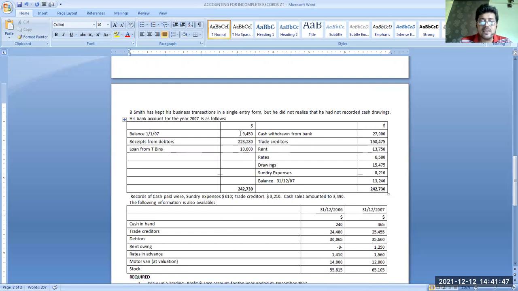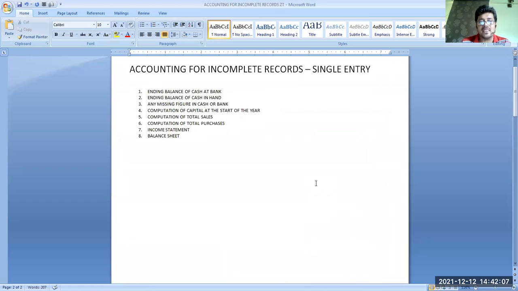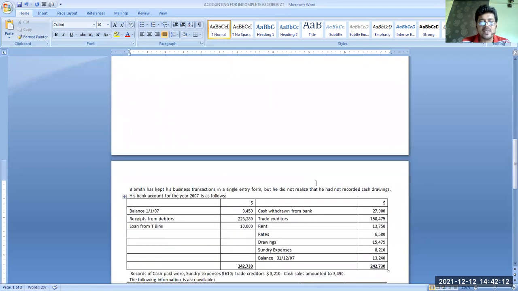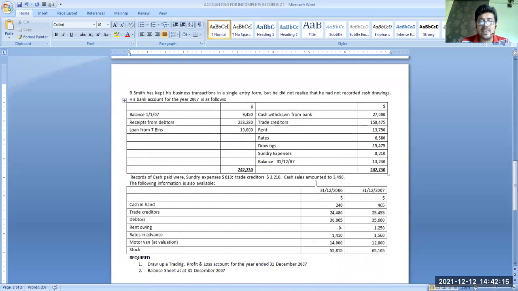Total opening balance, cash at bank, cash received from debtors, loan from T-bins, cash withdrawn from bank, trade creditors, rent, rates, drawings, sundry expenses, and ending balance. So it means the ending balance of bank is given. Opening and ending balances of cash are both given. So we don't need to calculate the ending balance of cash at bank. Now, records of cash paid were sundry expenses $610, trade creditors 3,210, cash sales amounted to 3,490, and the following information is also available.